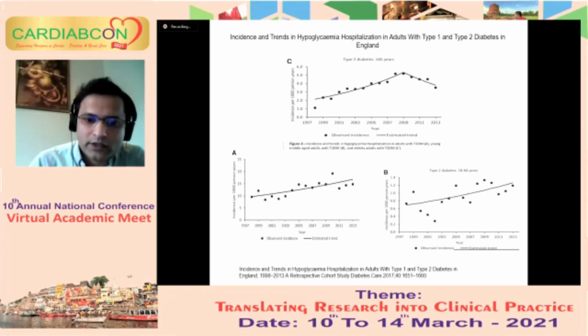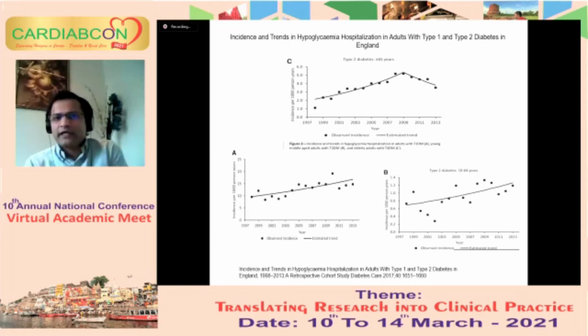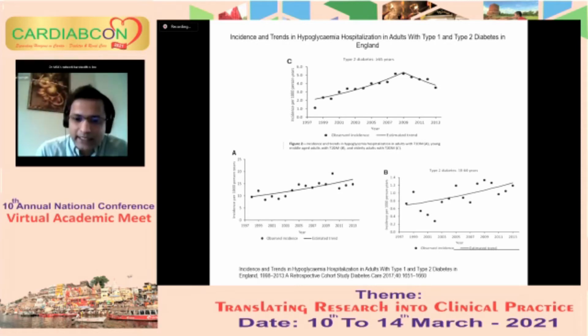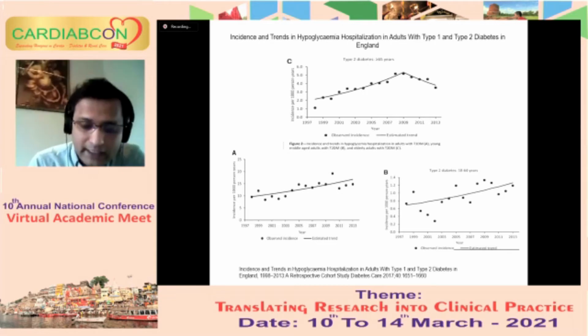So does this really matter, or do we see that in our day-to-day clinical practice? This is another data on the incidence and trend of hypoglycemia hospitalization, published in Diabetes Care in 2017. Again, this was done over a period of 15 years, and this is data from England. Obviously, as you can see, there is an increasing trend of hypoglycemia admissions. The observed trend and estimated trend do match.